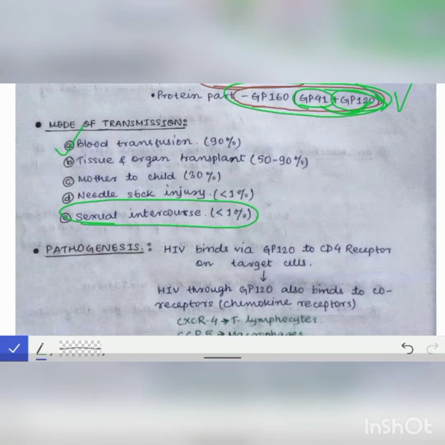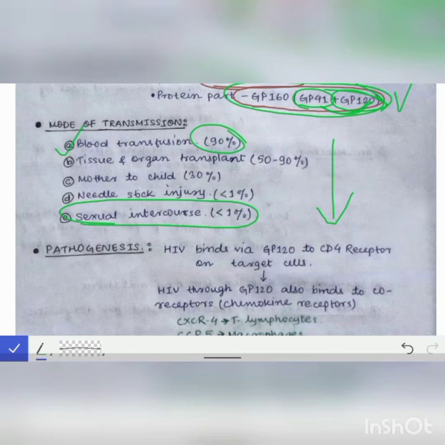And whenever you are writing in the university exams about the mode of transmission of HIV, you should write in this order. The order should not change. The first and most common mode of transmission of HIV is, in 90% of cases, blood transfusion.